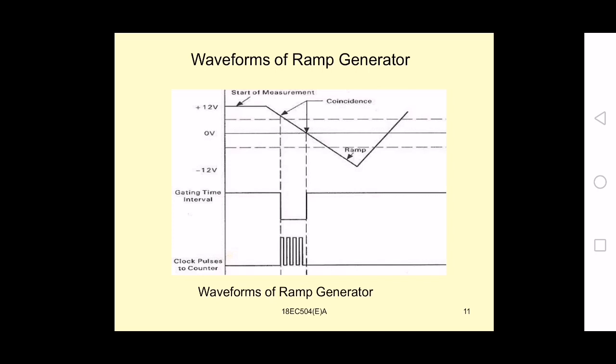You will have the negative going ramp, and the coincidence occurs at the input comparator. At that time the start pulse will be generated, and you are going to send the clock pulses to the counter. Whenever the ramp signal reaches the 0 voltage level, we are sending the stop pulse. Between the start pulse and stop pulse, we call it the gating time interval. The number of clock pulses counted by the counter will be given to the digital readout.